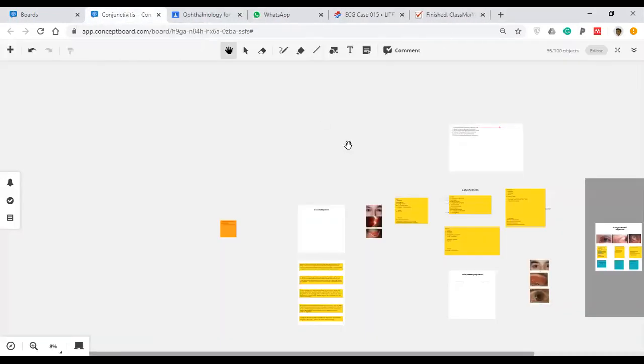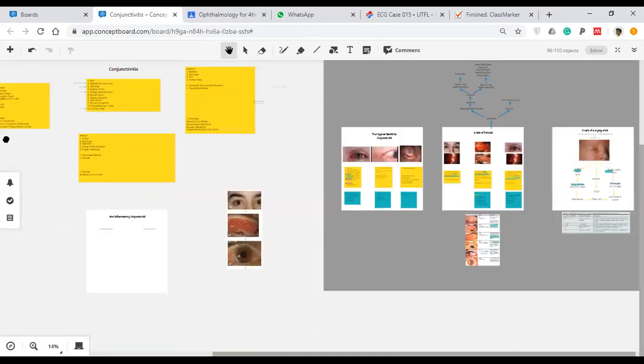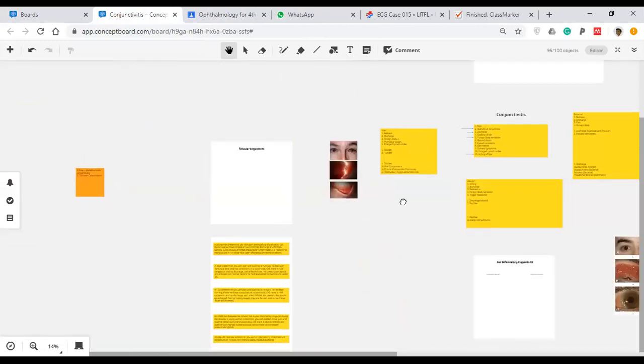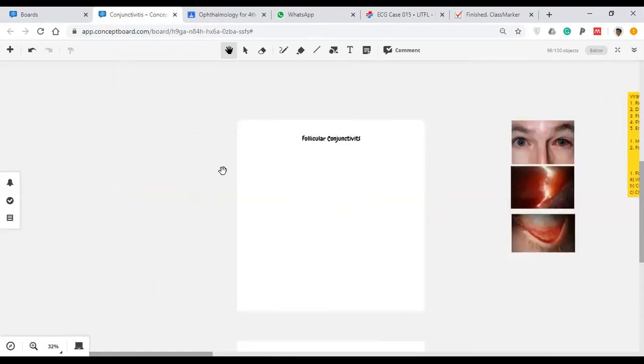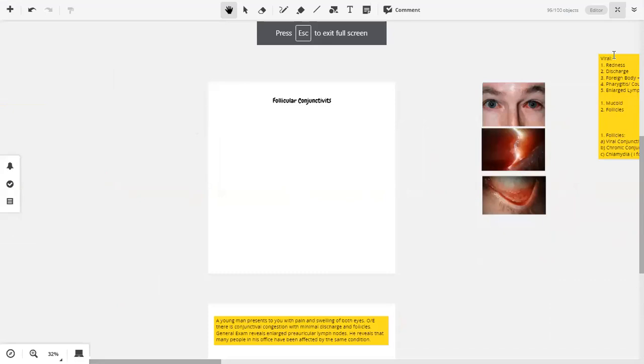So coming towards today's topic, I asked you guys three things. I told you that you have to read up on them. They were Arlt's line, Herbert's pits, and pannus. So we will discuss them at the end of this. These are the findings of trachoma. Let us discuss them.